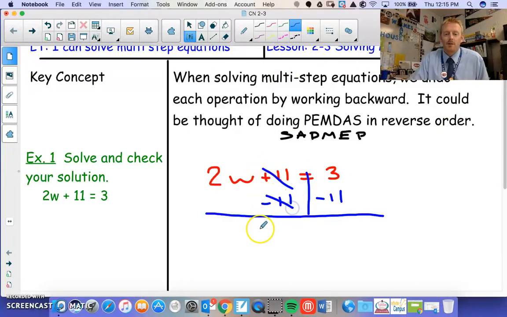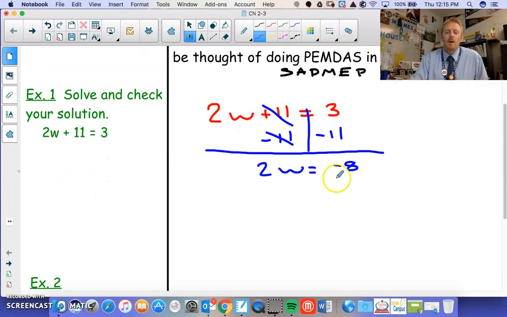This makes 0. So we have 2w is equal to a negative 8. And then we'll go ahead and solve that specific problem. To solve that problem, we will again undo what's happening to the w using inverse operations. So instead of multiply, we will divide both sides by that same 2. 2 divided by 2 is 1w, so I'm going to write down 1w. And a negative 8 divided by 2 is a negative 4.